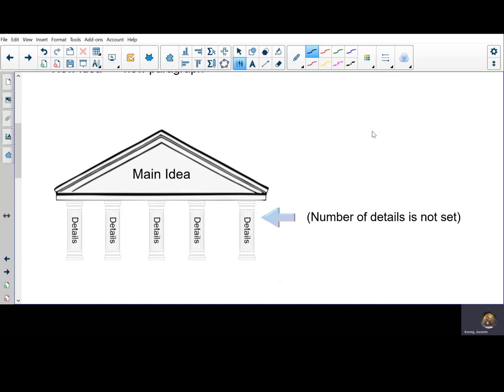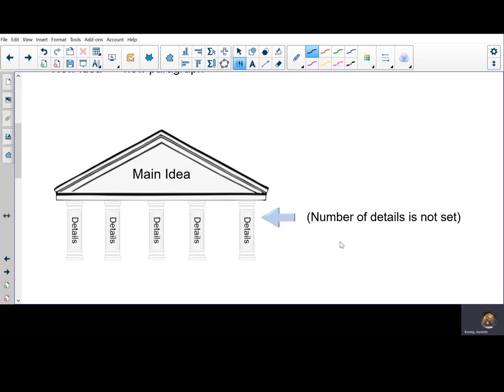Think of the main idea as this big triangular slab, the roof of your structure, and the details as the columns that are going to hold up your main idea. There's no set requirement on how many details you have here. You just need enough to do the job of supporting the main idea. So it could be less, like even less than that? It could be even fewer than that, yes.